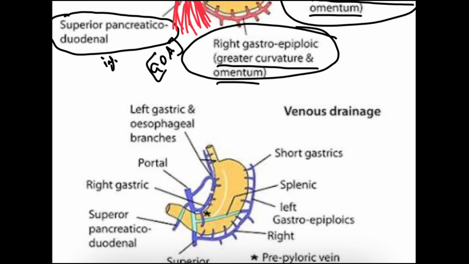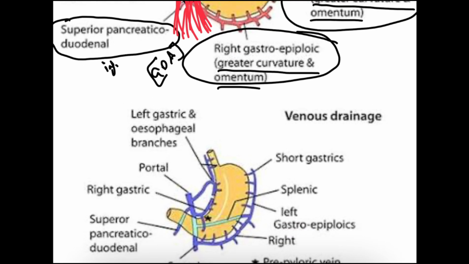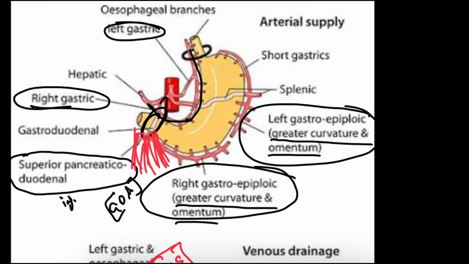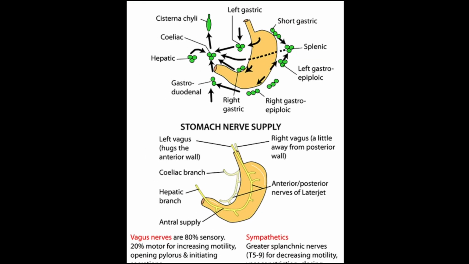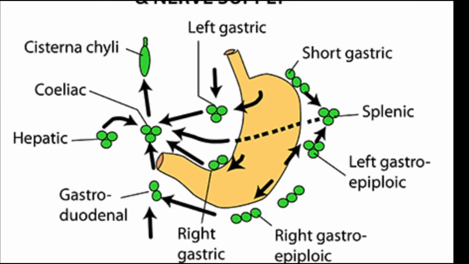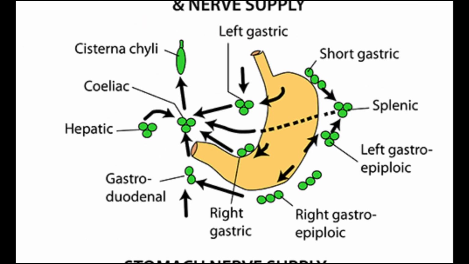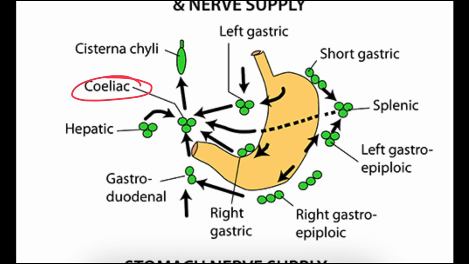Next we can see the venous drainage. The total stomach drains into the portal vein system. Next we can see the lymphatic drainage of the stomach. The stomach drains to the celiac nodes, and we can see pyloric nodes. So the celiac nodes and pyloric nodes are the main lymphatic drainage of the stomach.